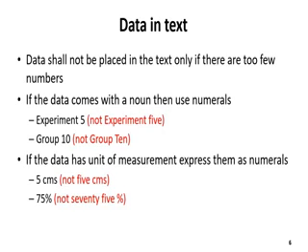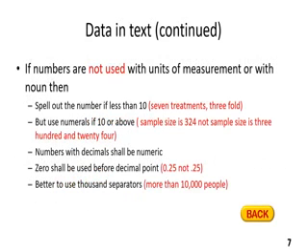If the data has a unit of measurement, express them as numerals, like 5 centimeters, not spelled out as five centimeters, but numerals followed by units of measurement. 75%, not 75 in spelling.